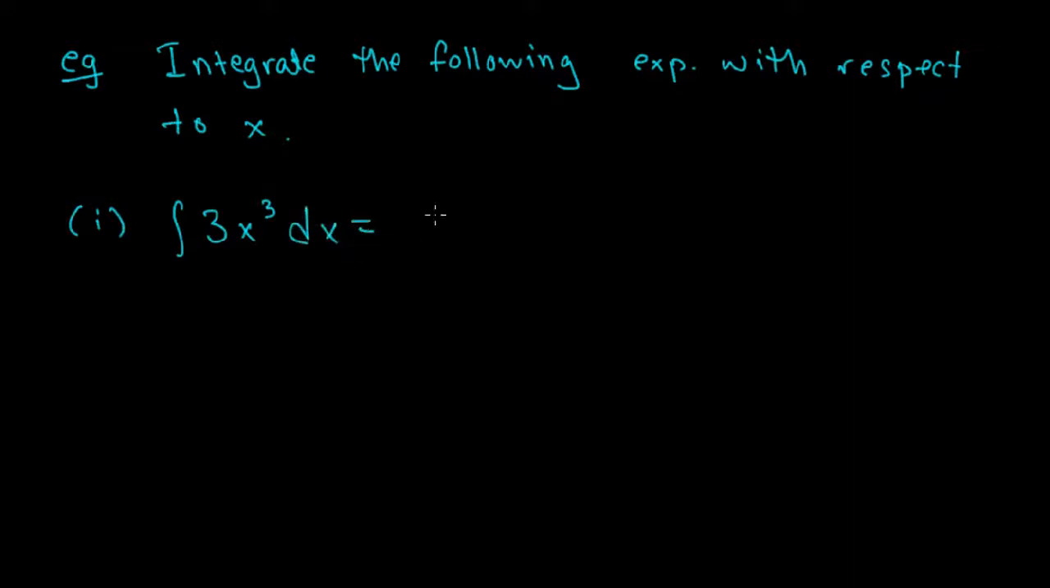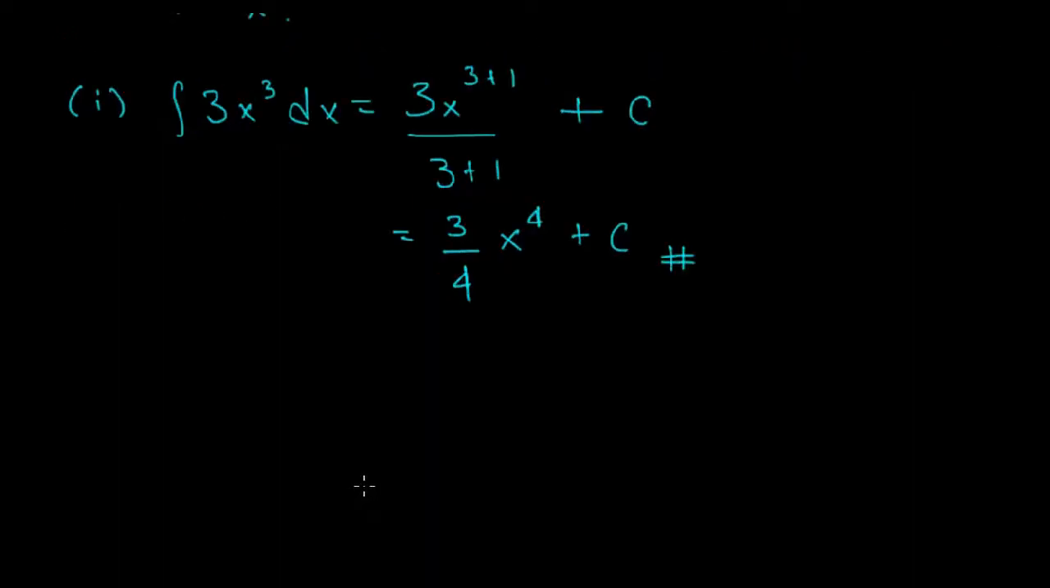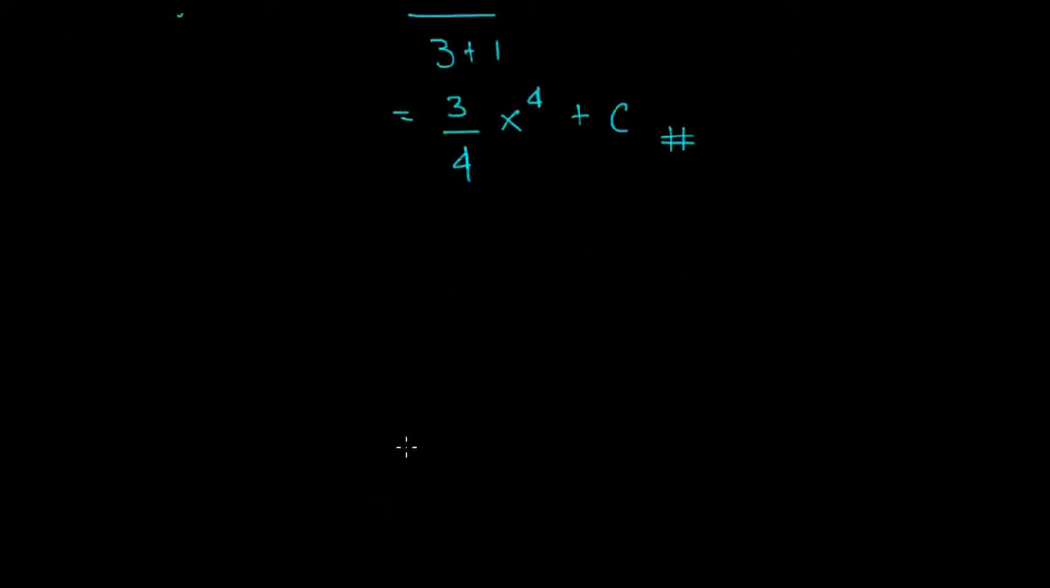How to integrate this? So in order to integrate this, we just follow the formula. So it's 3x to the power 3 plus 1 divided by the new power, which is 3 plus 1, and plus c, the arbitrary constant. So, and you just simplify, 3 over 4 x to the power 4 plus c. That's it. Wasn't that simple? It was no sweat, right? And that's just integration.